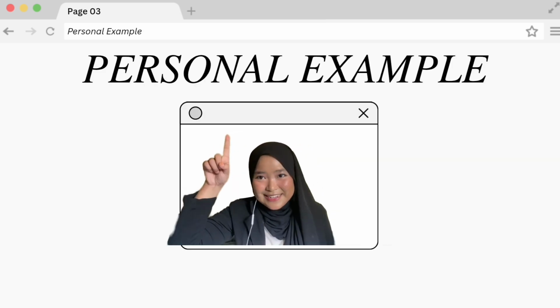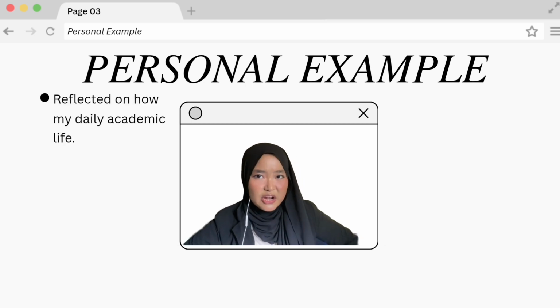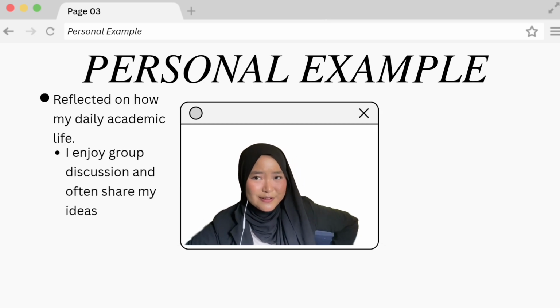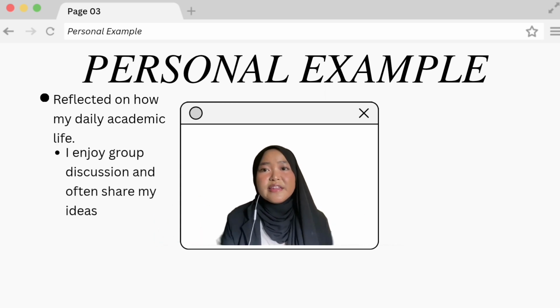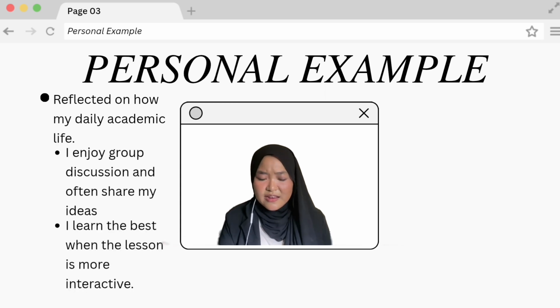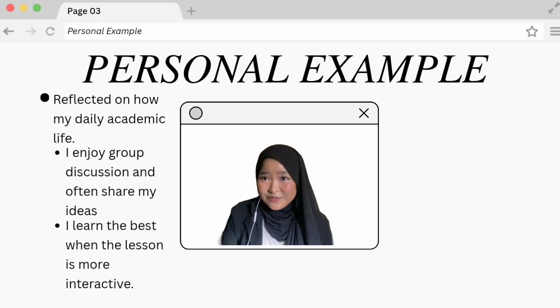Moving on to my personality example. As a student with ENTP as my personality type, it is reflected in my daily academic life. For example, I really enjoy group discussions and often express my ideas verbally rather than in writing tasks. I learn best when lessons are interactive, such as through debates, presentations, or problem-solving activities.